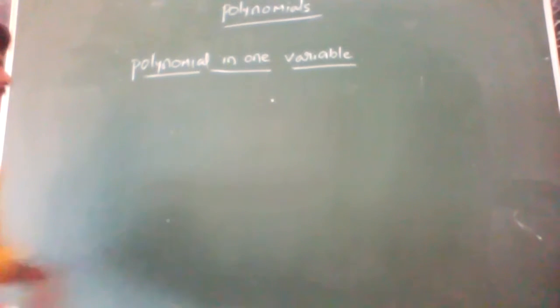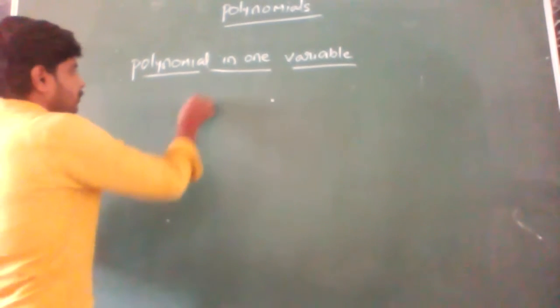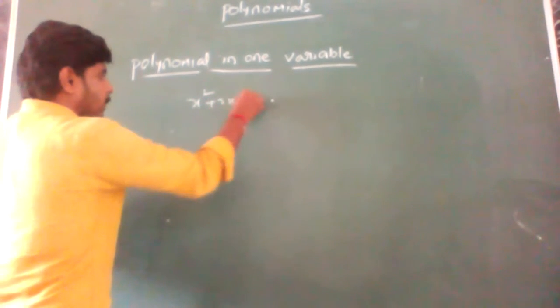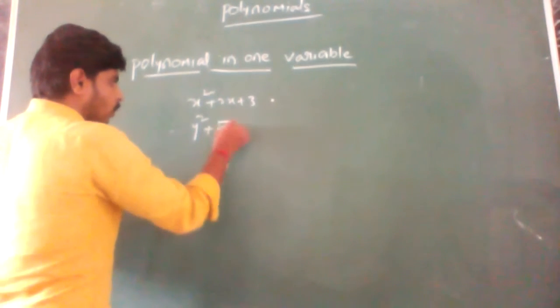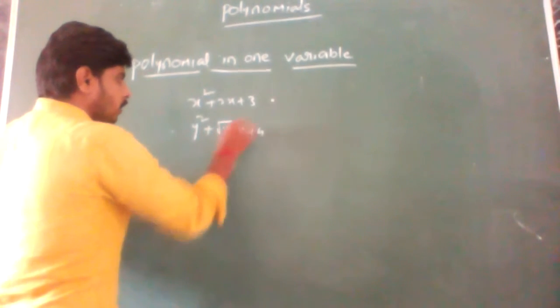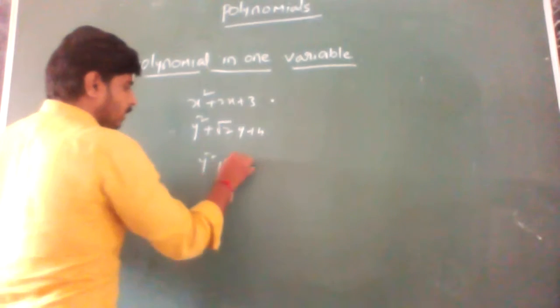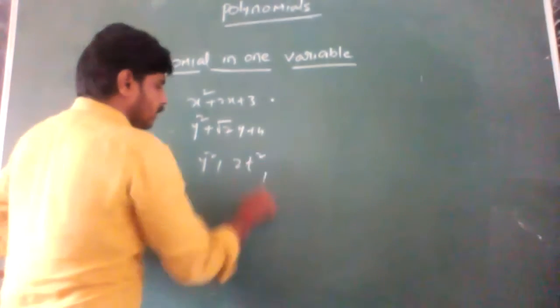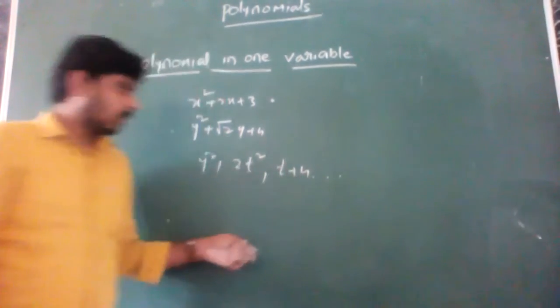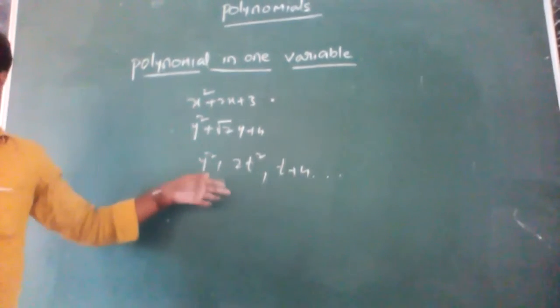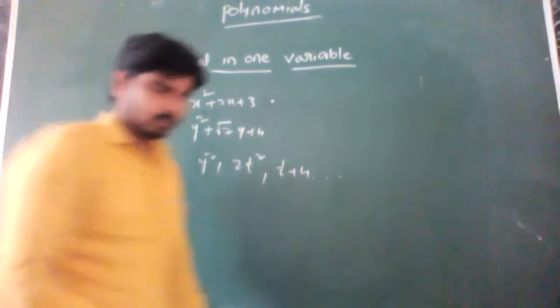Okay, right. So x square plus 2x plus 3, y square plus root 2 y plus 4, and 2t square and t plus 4, and so on are the polynomials in one variable.